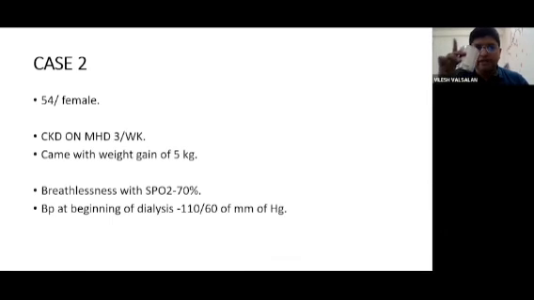Now coming to case number 2, here you have a 54-year-old female who is a known case of chronic kidney disease on maintenance dialysis 3 times per week, and has come with a weight gain of 5 kilos. The patient is breathless, with a saturation of only 70%. The BP at the beginning of the dialysis is around 110/60 millimeters of mercury.